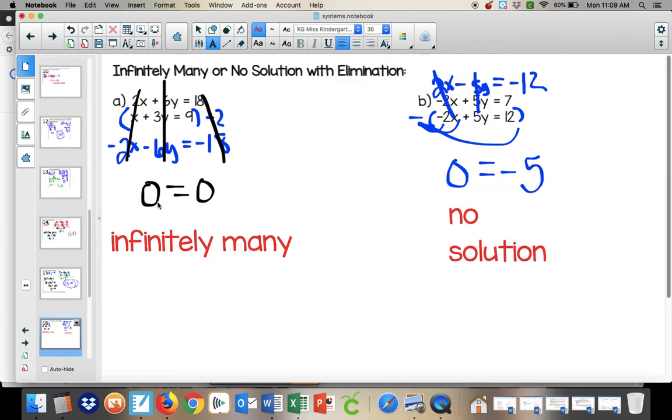So when they eliminate and you get it down to 0 equals 0, or 6 equals 6, or the same thing equals the same thing, or a number equals itself, it's infinitely many. When you get down to something equals something completely different, it is no solution.